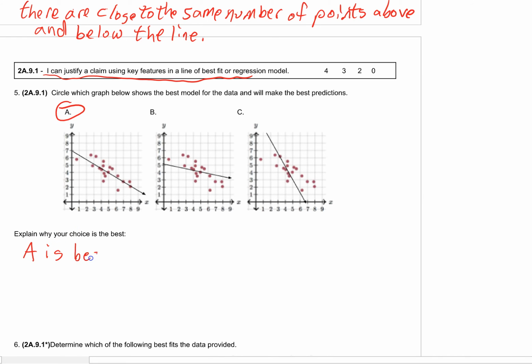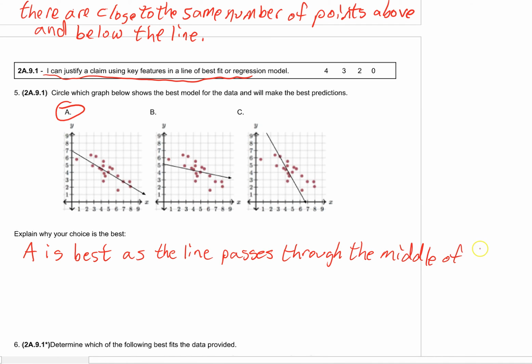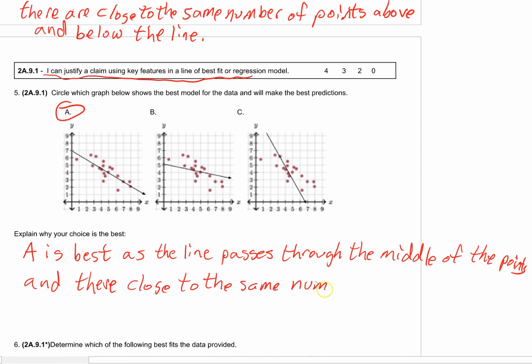A is best, and we can write a couple of things: as the line passes through the middle of the data, or the middle of the points, and there are close to the same number of points above and below the line. We're going to use that reason a lot. That would be a great way of describing what's happening.